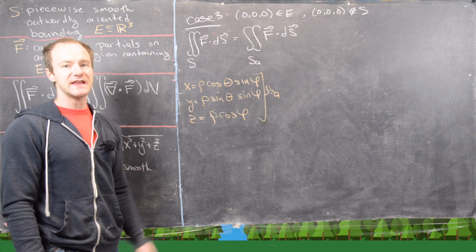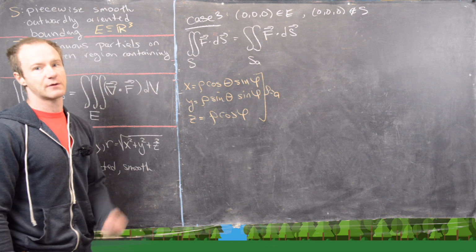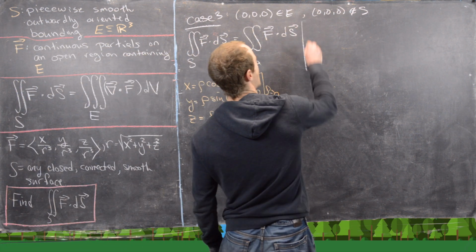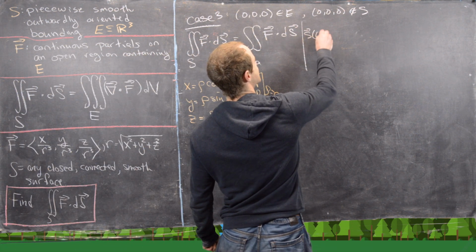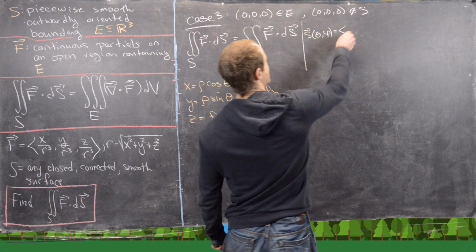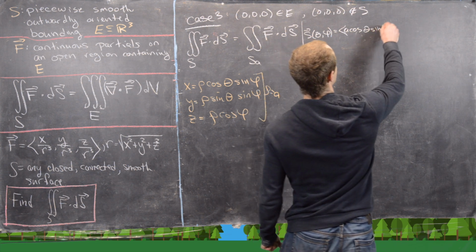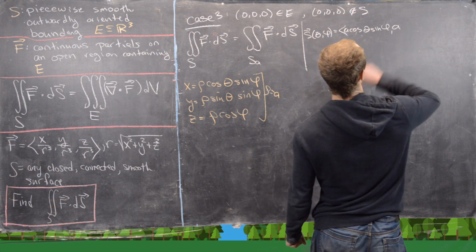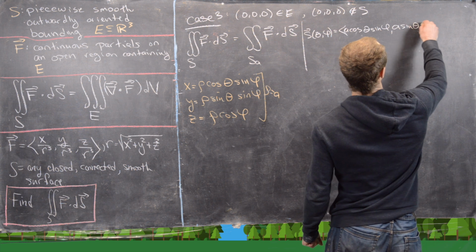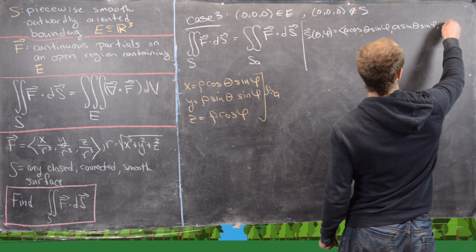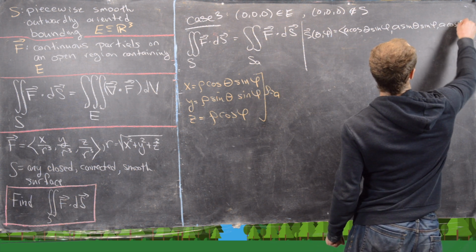So now we can take these and make a vector valued function that will parameterize our surface. We'll call it S. So we'll say S(theta, phi). So in the x component, it will be a cos theta sine phi. In the y component, it will be a sine theta sine phi. And finally, in the z component, it will be a cosine phi.